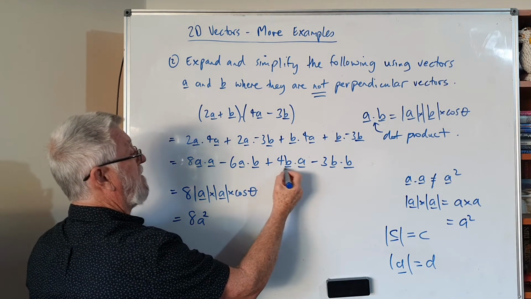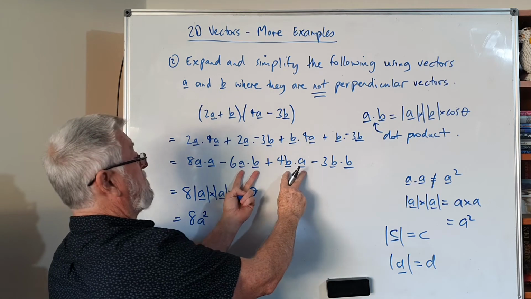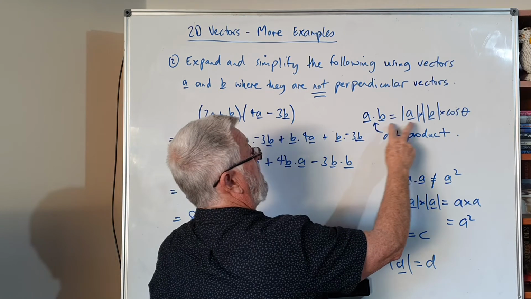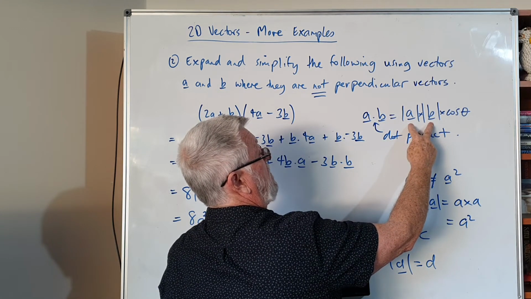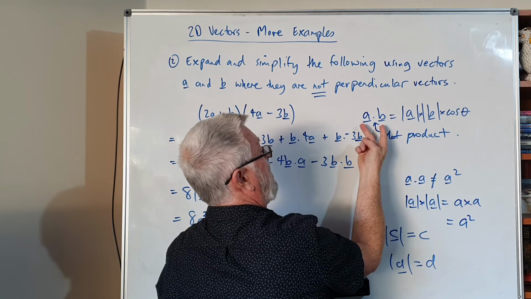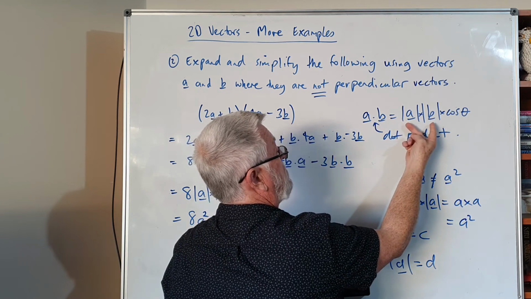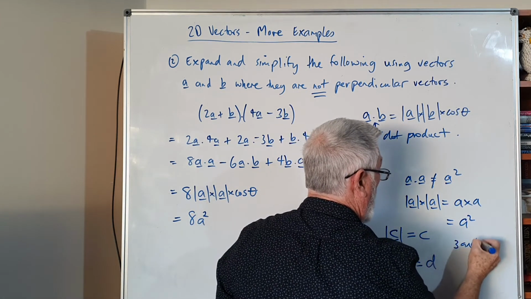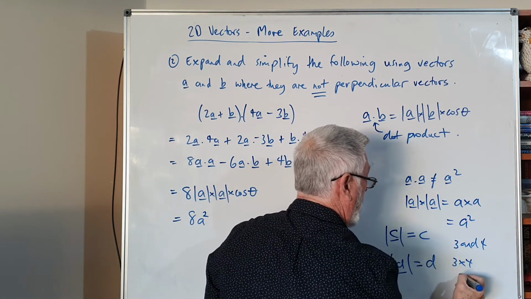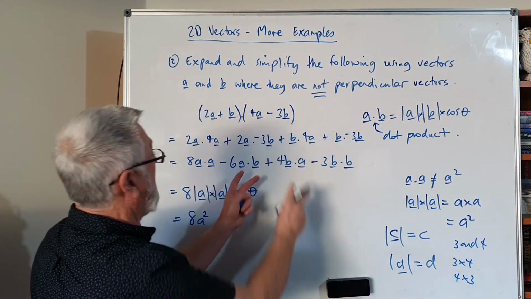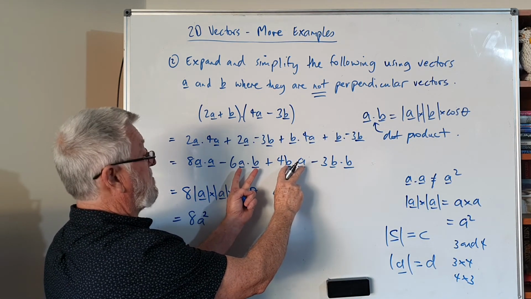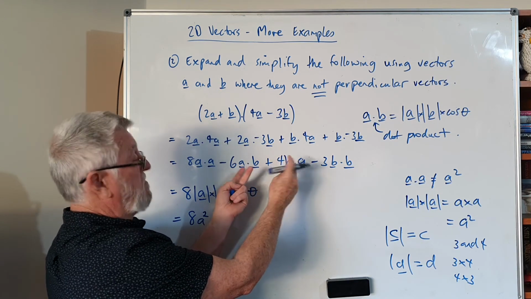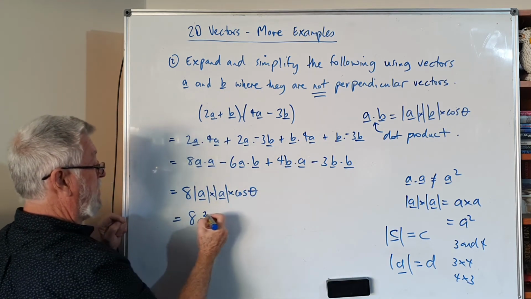Now I've got 6AB plus 4BA, and you go, well, what's the difference between an A dot B and a B dot A? If I go back to here, A dot B will be the magnitude of A times the magnitude of B, which is the same as B dot A, the magnitude of B by the magnitude of A. So if my magnitudes turned out to be 3 and 4, of course it doesn't matter if you go 3 times 4 or 4 times 3. It's irrelevant that they're the other way around. It's actually called the commutative law. So when I commute or change these around, they're the same as each other. So minus 6 of those plus 4 of those is minus 2.